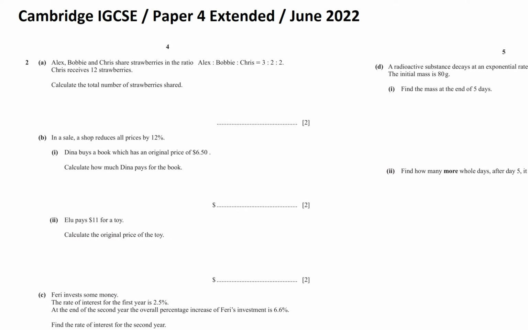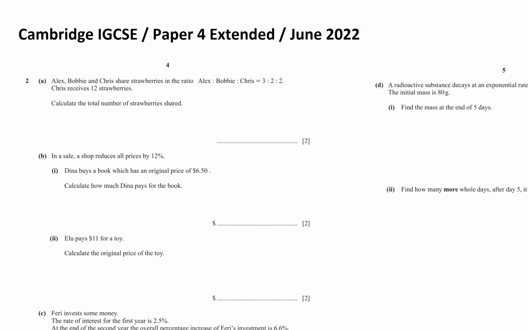So to start working it out, all the bits are quite easy. The first part: Alex, Bobby, and Chris share strawberries in the ratio given. So suppose the total number of strawberries is X. Then Chris's share, Chris is the last person here, so that's 2 out of 3 plus 2 plus 2, which is 7, times X is equal to 12.